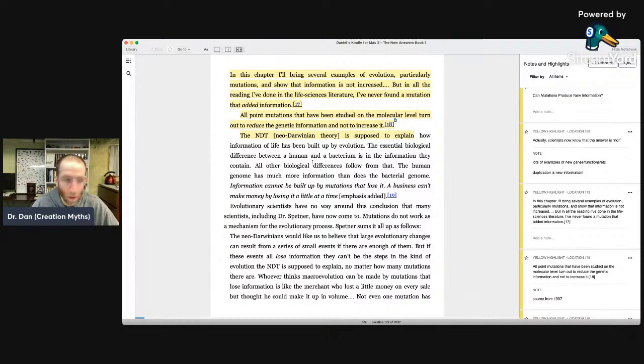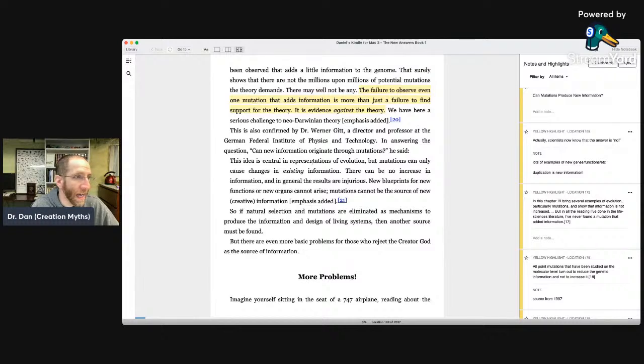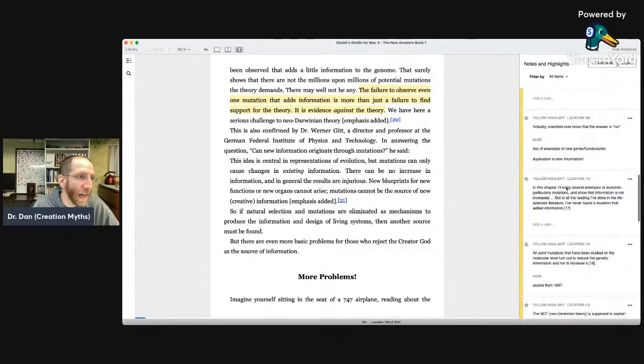Let's keep going. There are more pages in this chapter. Okay, the failure to observe, this is silly. "The failure to observe even one mutation that adds information is more than just a failure to find support for the theory. It's evidence against the theory." But that's wrong. That's not true.